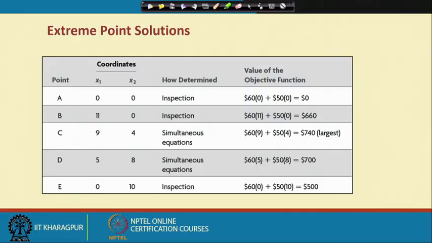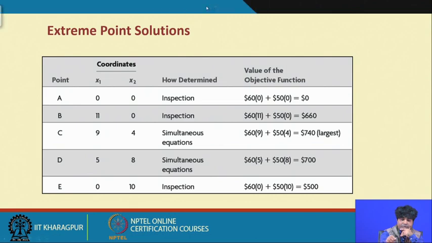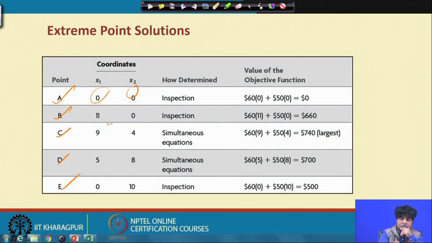So now, corresponding to whatever we have already highlighted, again it is in a streamlined process here. What I have mentioned is that there are 5 different corner points A, B, C, D, E, and obviously (0, 0), (11, 0), (9, 4), (5, 8), and (0, 10). And how are they determined? Actually, it is by inspection. This is called a simultaneous equation combination and inspection. That means technically, this is a very beautiful way to address the situation.